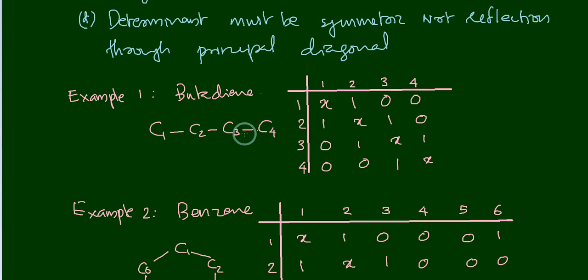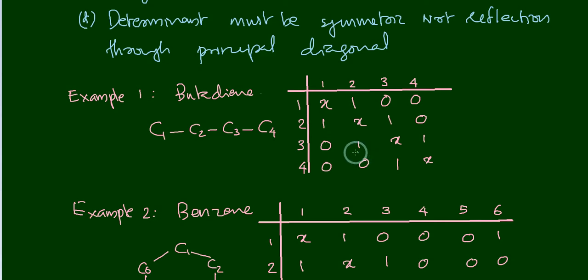The first example is butadiene. The carbon skeleton is C1, C2, C3, C4. The carbons are numbered here, and then you have to write the row numbers, and the column numbers here also. Since there are 4 carbon atoms, you will have 4 rows and 4 columns. First we have to fill all the diagonal elements. So we fill X, X, X, and X. These are the diagonal elements.